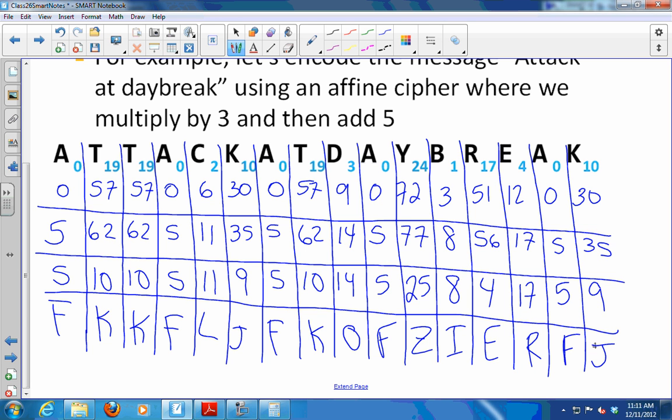There we go. So there's our message. Turned into what looks like garbage, right? That is attack at daybreak encoded using an affine cipher.